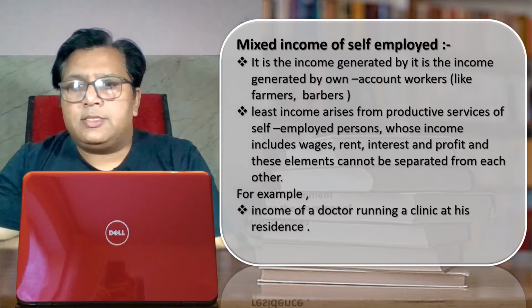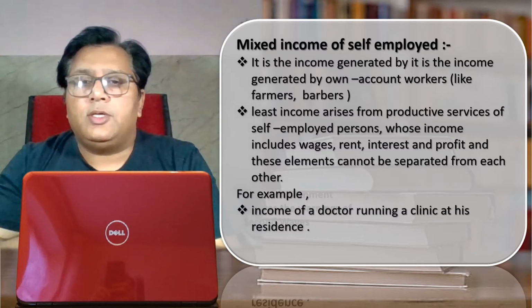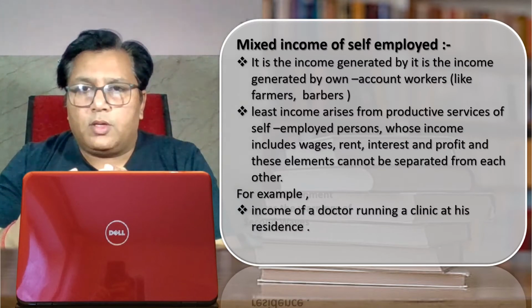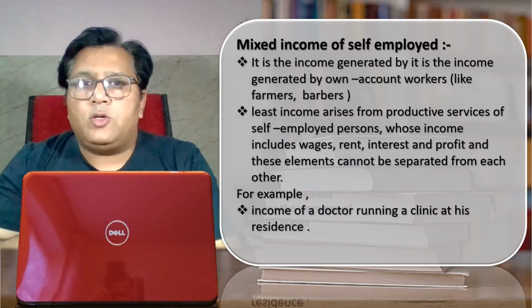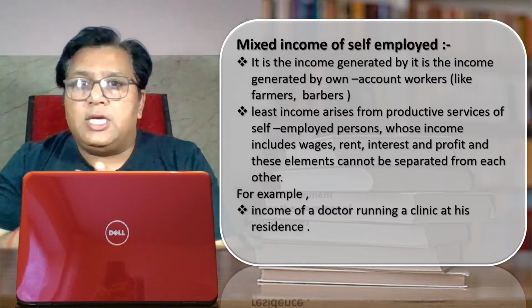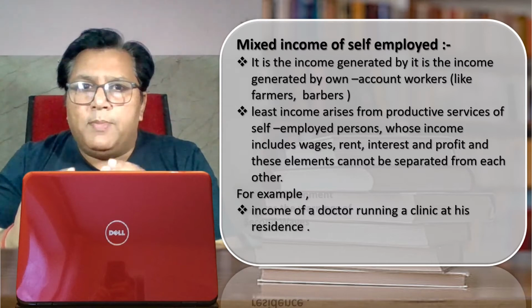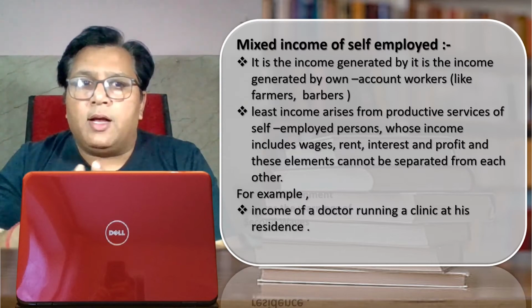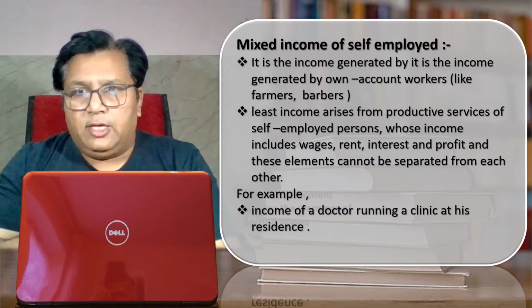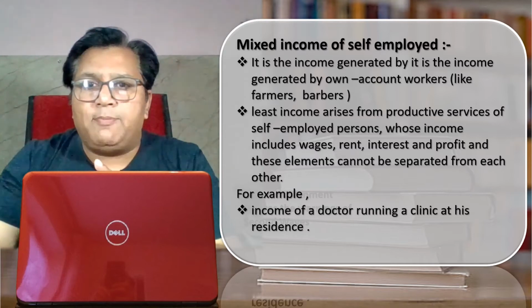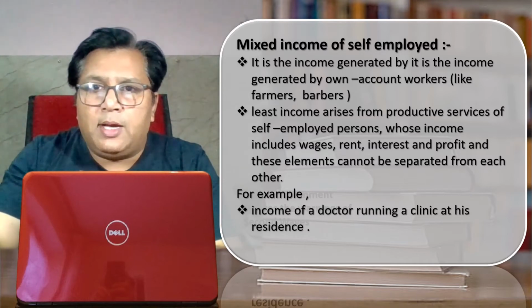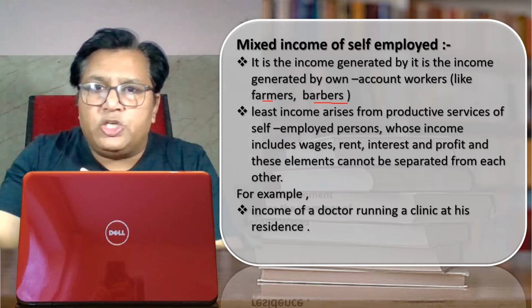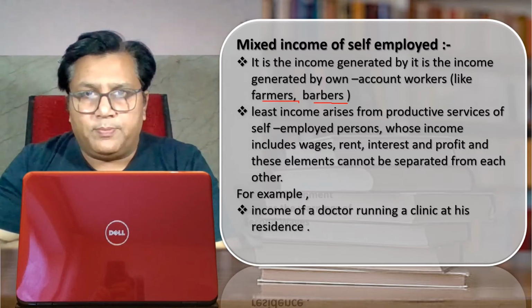Now let us discuss the next component of the income. The next component of the income is mixed income of self-employed. Mixed income of self-employed refers to the income of the self-employed person. When I say income of the self-employed person, I'm talking about the income earned by the barber, the teachers, the farmers, and so on.